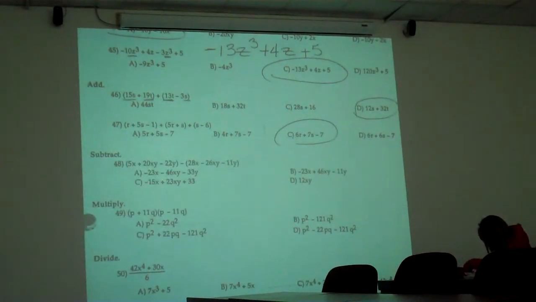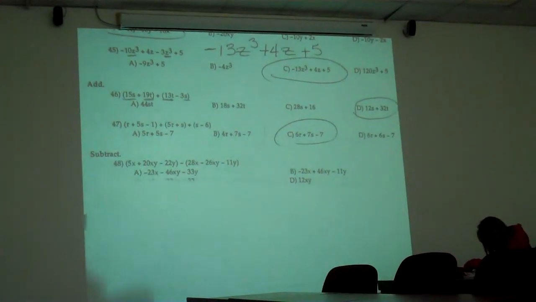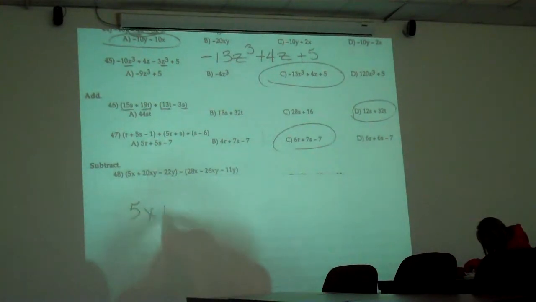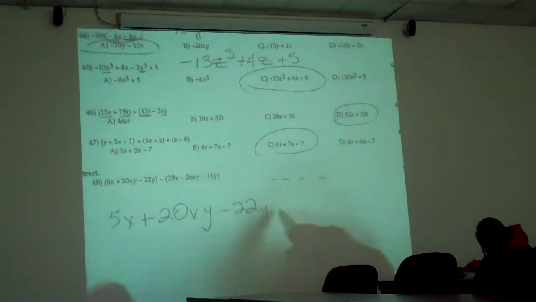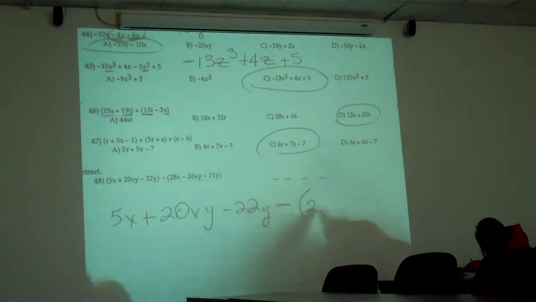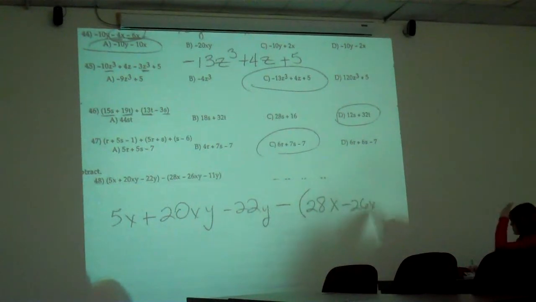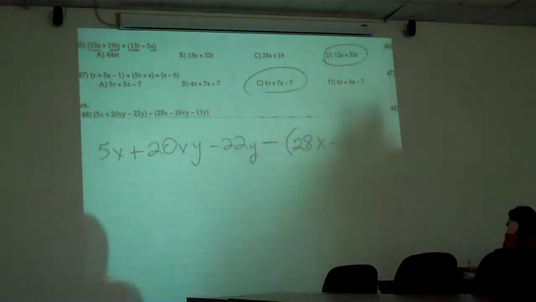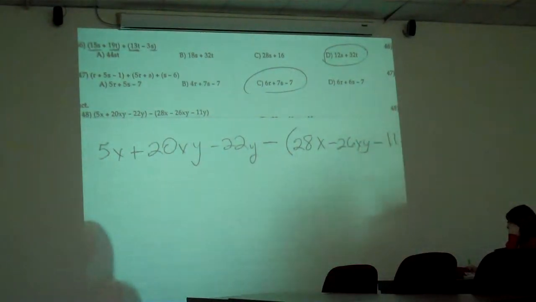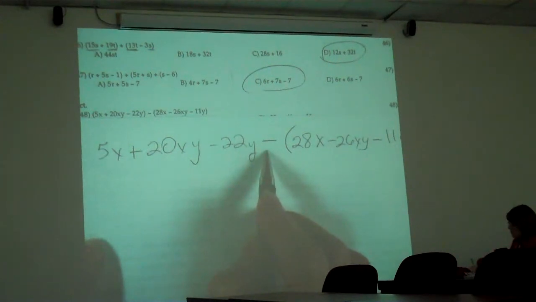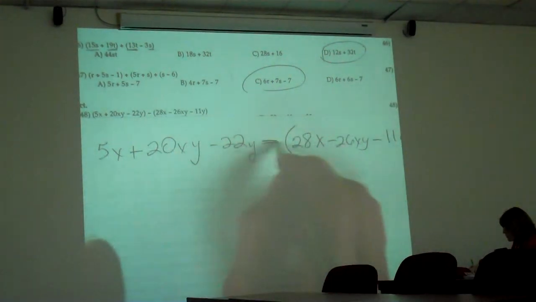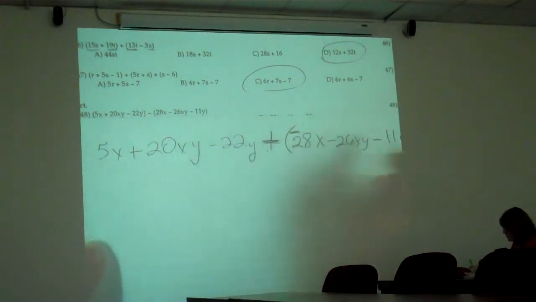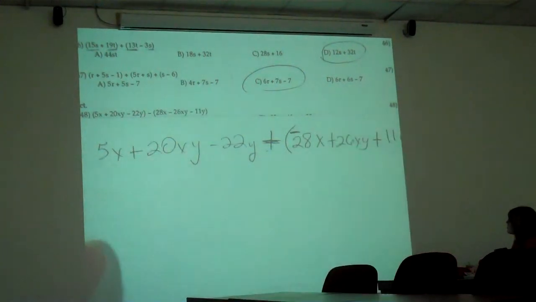Okay, 48. We have a subtraction. We need to leave it in parentheses till we change the sign. 5x plus 20xy minus 22y. That can have the parentheses off. We need to change this part. Minus 26xy. Get a little farther up. It's easier to see. Okay, change subtraction to addition. Change every sign in here. That way everything will have the correct sign to add them. Change it to addition, to the opposite sign, opposite, opposite.